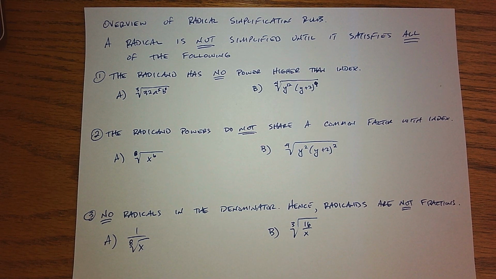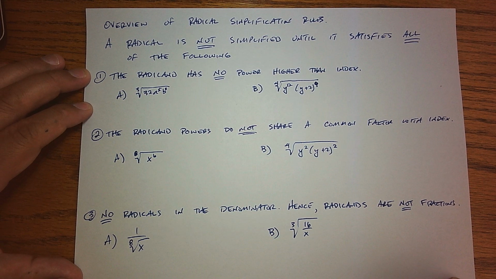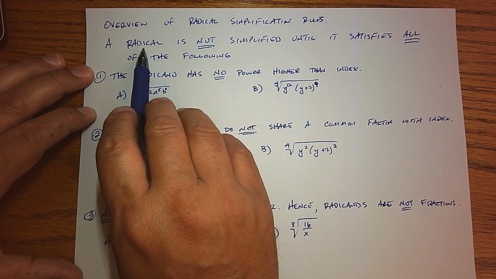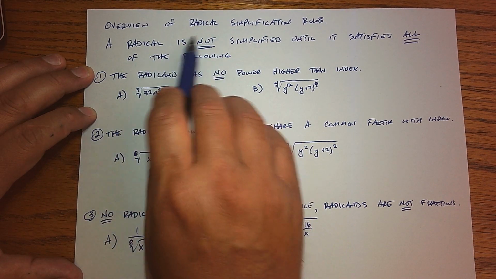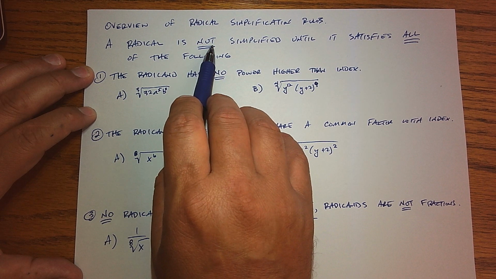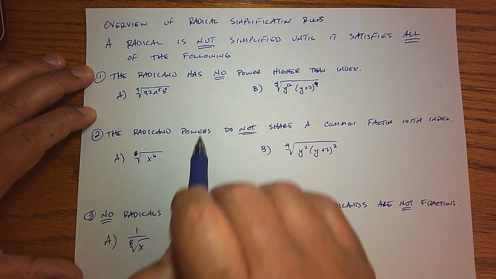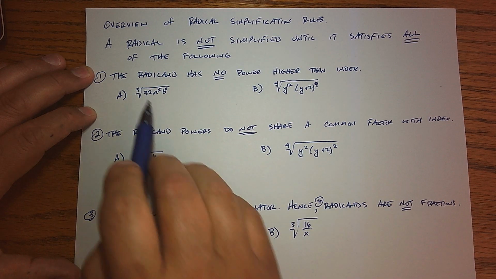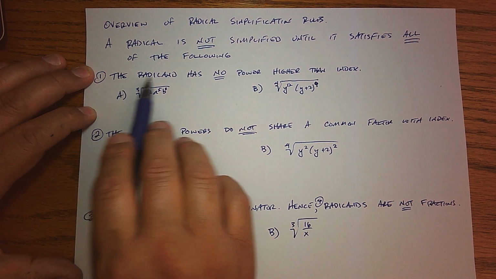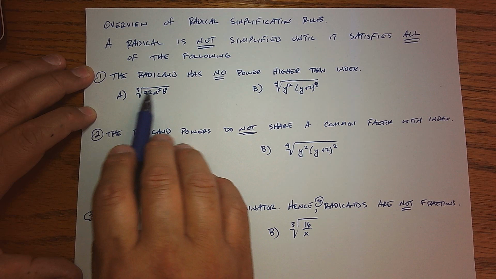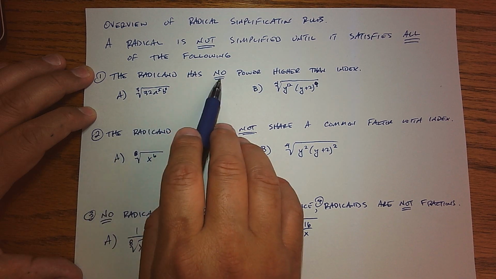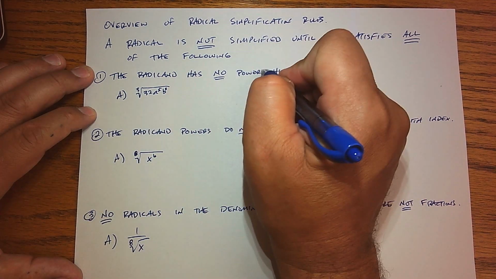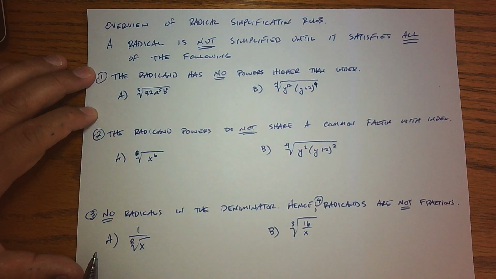So we should make sure we know what we're doing and why MyMathLab keeps saying you're wrong in certain situations. So here's why. To simplify a radical, we consider a radical not to be simplified until all the following conditions are met. I even think there's a fourth one there. The first condition is that the radicand, the item underneath the radical, has no power, maybe say powers, higher than the index.